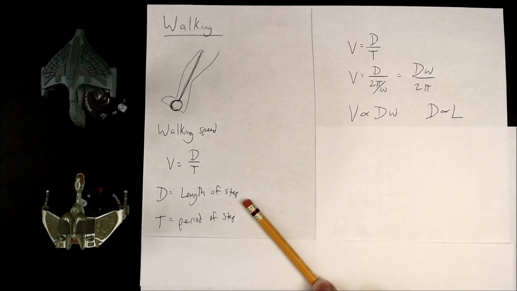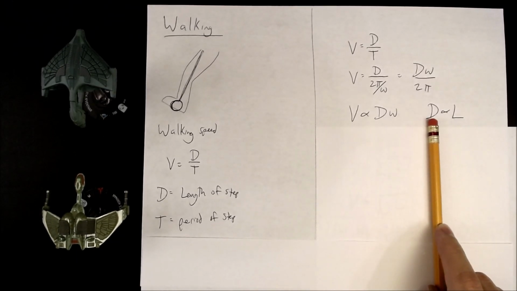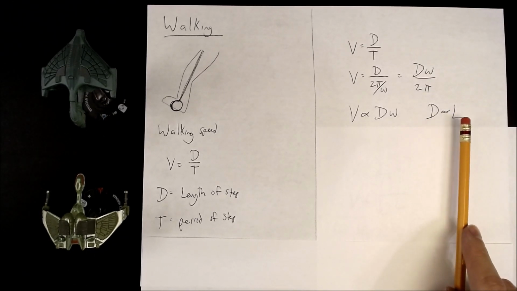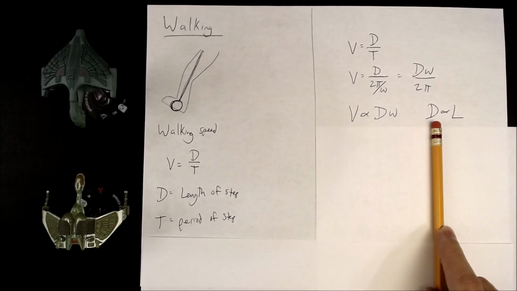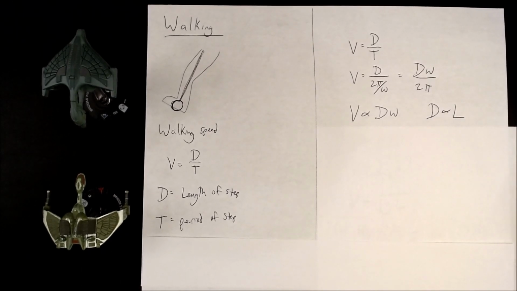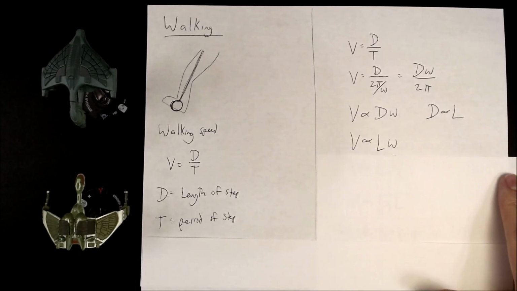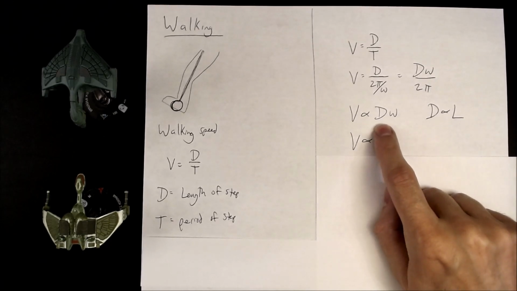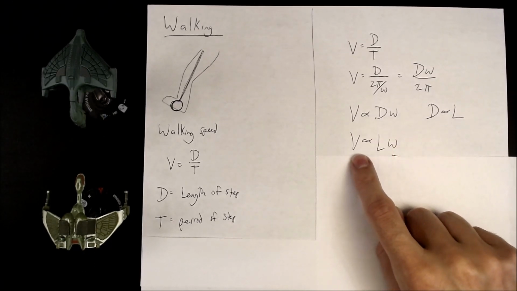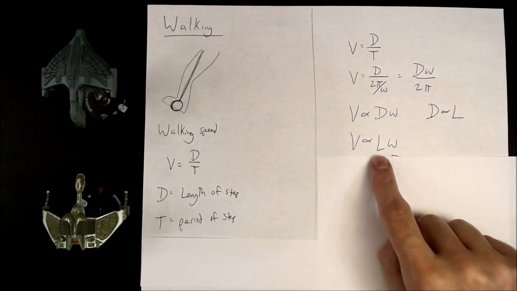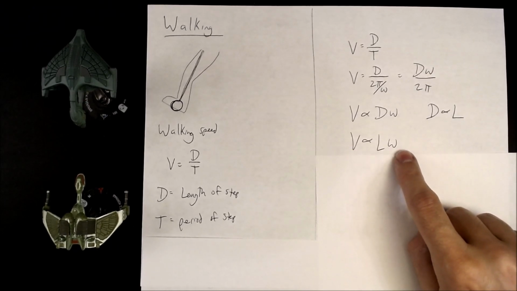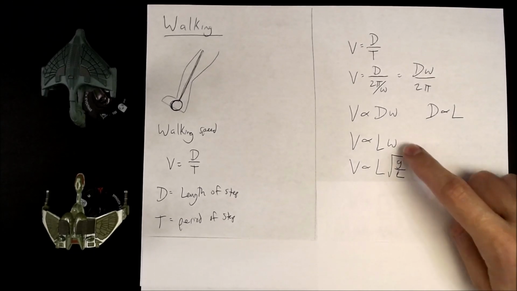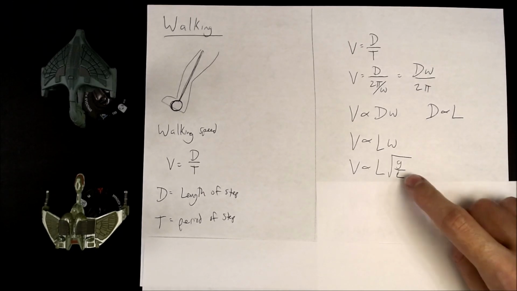D is the length of a step, but the length of your step is also going to be proportional to the length of your leg. Someone with longer legs will take longer steps than someone with shorter legs will. So then I can say, well, if d is proportional to L, then I can just replace d with L and get that the velocity is going to be proportional to the length of your leg times the frequency of your steps. I can replace frequency with what we learned frequency is for a pendulum, the square root of g over L.